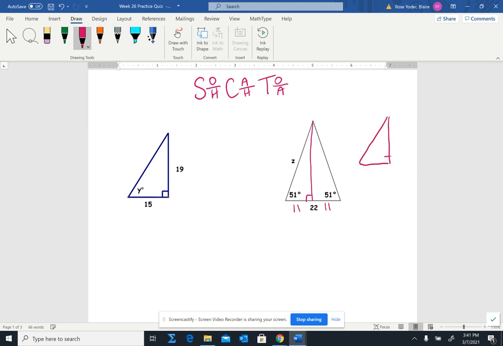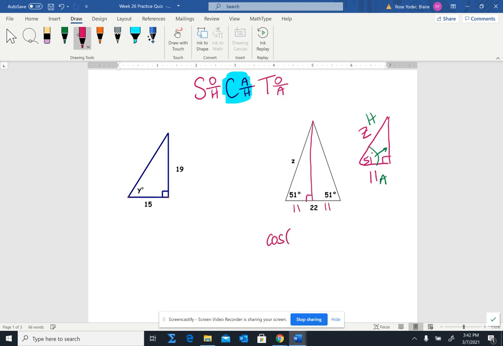I'm going to redraw it because I think that might make it easier to see what we're doing. So we have 11 as one of the legs, and then we have the Z as the hypotenuse. So which leg? Is it the opposite leg? No, there's nothing on the opposite leg. It's the adjacent leg, and then the Z is the hypotenuse. So let's look at our SOHCAHTOA and see which one is A and H. It's CAH. So we're going to use cosine.